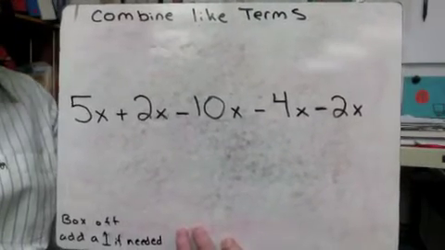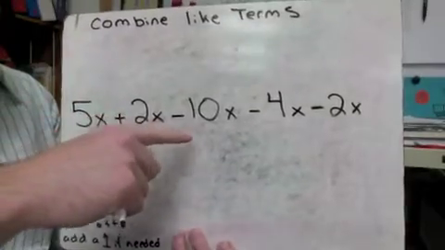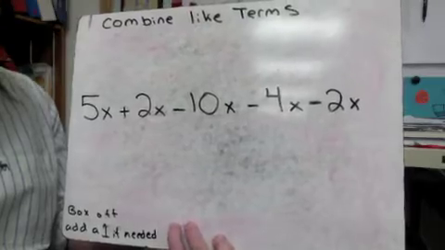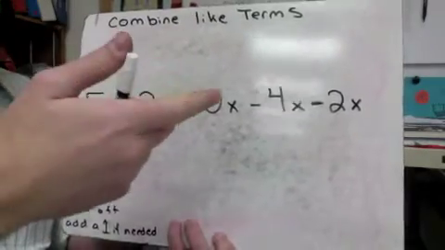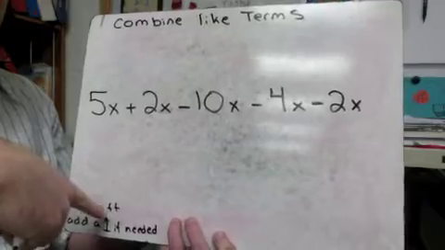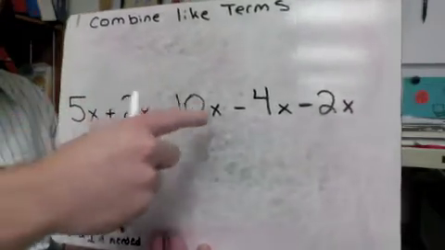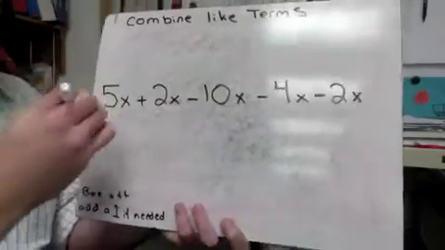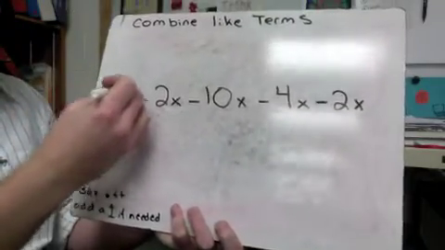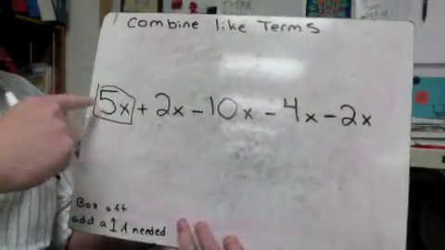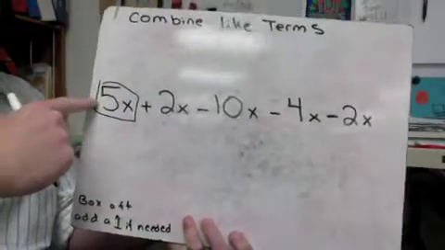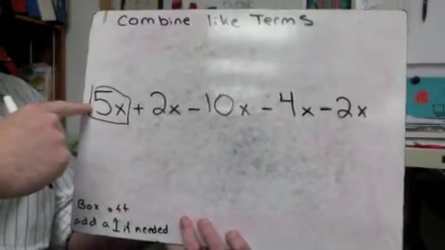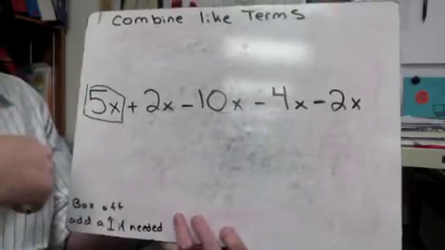Alright, here's our second problem. We've got 5x plus 2x minus 10x minus 4x minus 2x. We don't have any ones that we're going to need to put in there because they all have numbers in front of them. So let's go ahead and box them off. Now the nice thing about this one is they're all x. They all have a variable of x, so we know we're going to put them all together. So for instance, we've got 5x, and I'm going to box it off and keep the symbol in front of it. Now there's obviously no symbol in front of the first one. The last one had a negative in front of it, but if there's no symbol in front of it, obviously it's going to be a positive number.